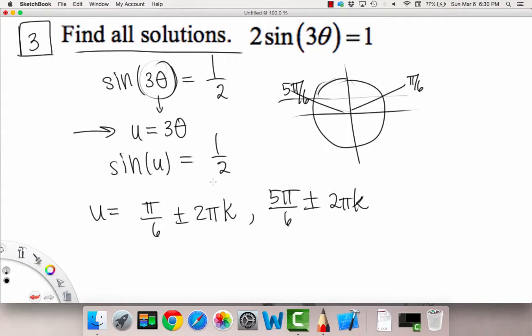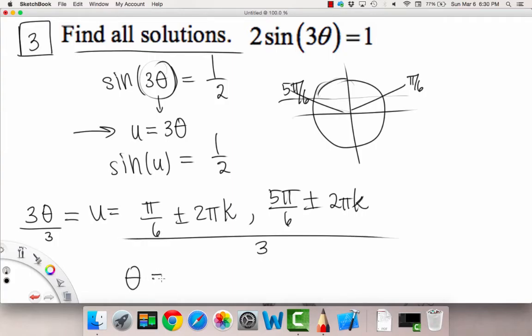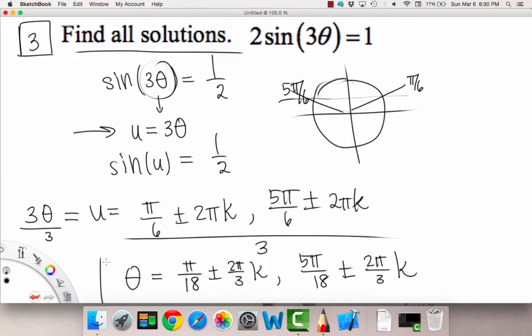We're not done, because this is the point where we sub back in the 3 theta that we actually started with. To get theta by itself, all we have to do is divide by 3 everywhere. So we're going to divide all of these by 3, and we get a final answer of theta equals pi over 18, since 6 times 3 is 18, plus or minus 2 pi over 3 times k, and 5 pi over 18, plus or minus 2 pi over 3 times k. And that's our answer for problem number 3.